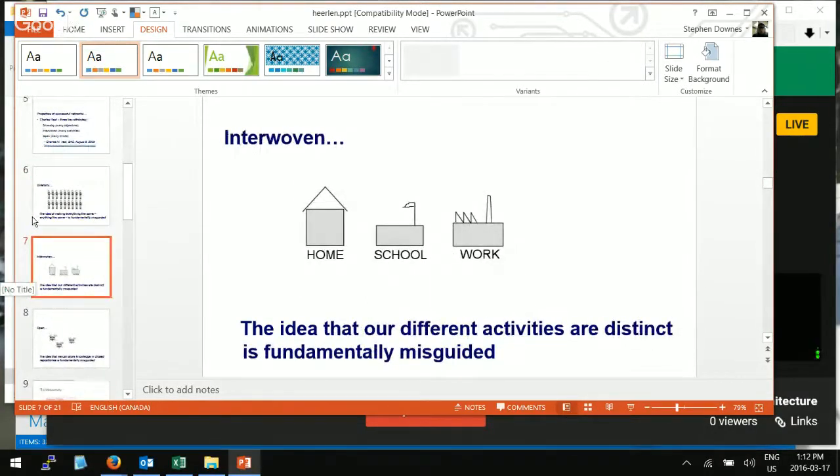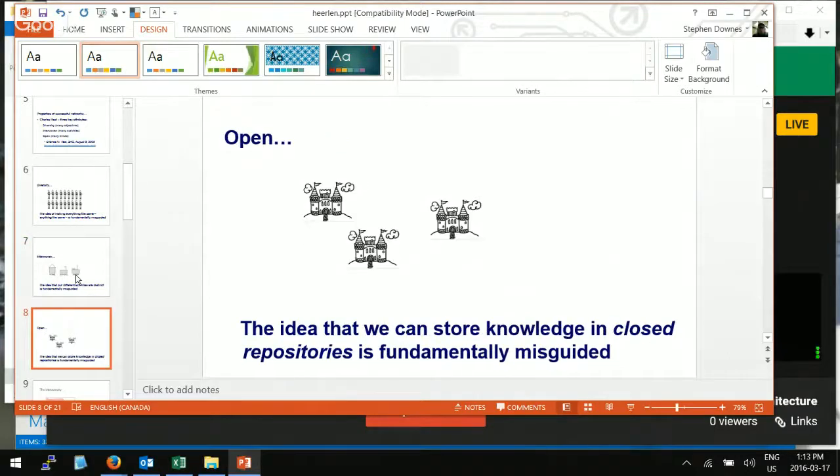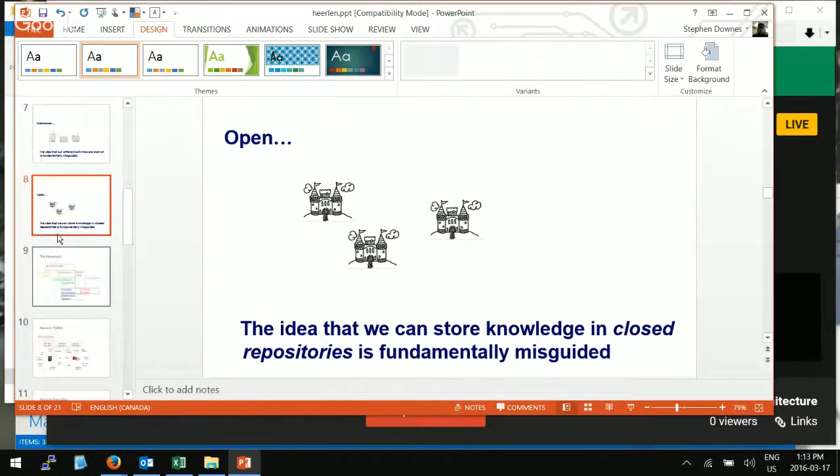Interwoven is the idea that our different activities are distinct, but they're not distinct. We don't compartmentalize home and school and work. These are all aspects of a single overall integrated life that we lead. And open is the idea of having resources and services available, not just in closed silos or closed repositories, but available to the wider network.